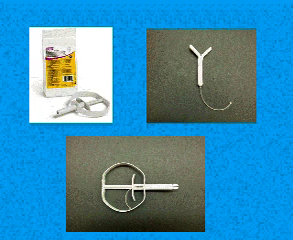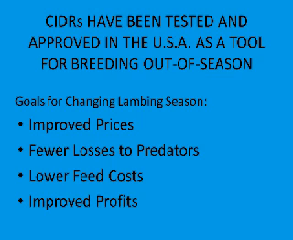So we did that work, and I'm going to show you some of the data from it to find out whether the cedars could be used for out-of-season breeding. Now I want to digress for a moment and talk about why we want to do out-of-season breeding. What are the goals for changing the lambing season? Some of you are very familiar with reasons for that.